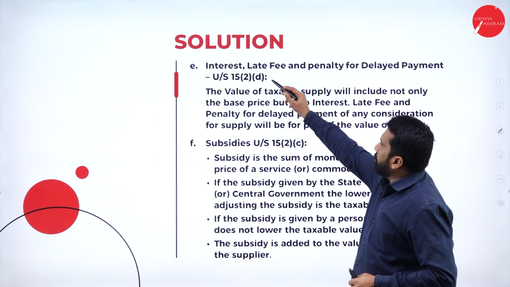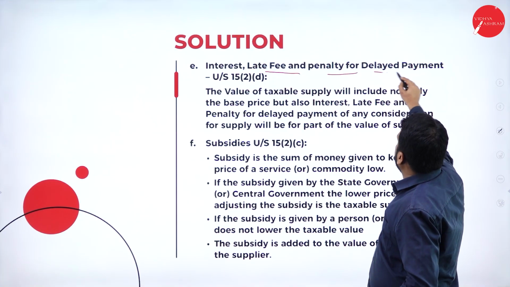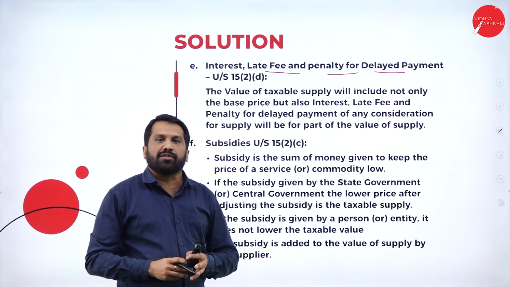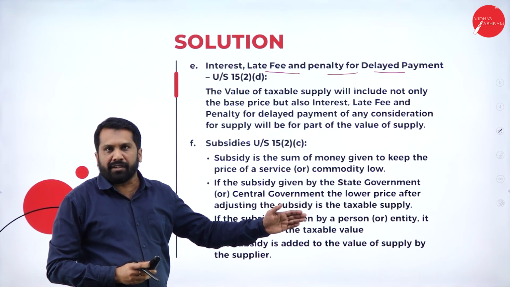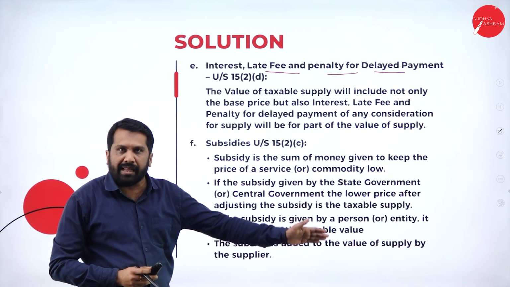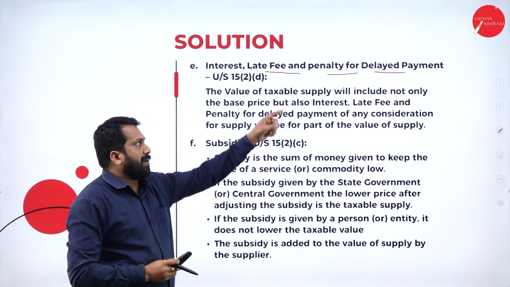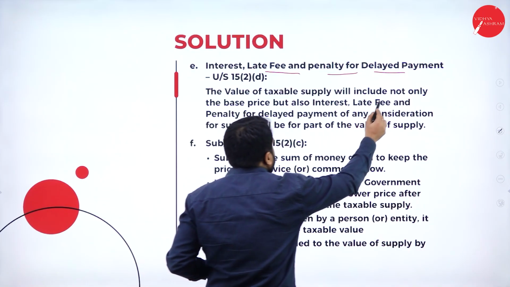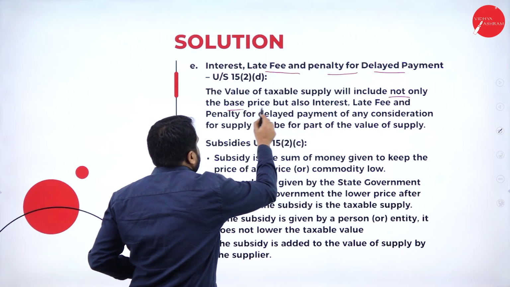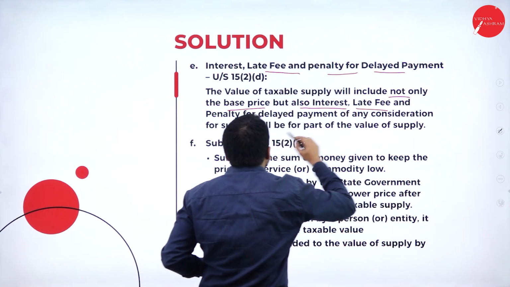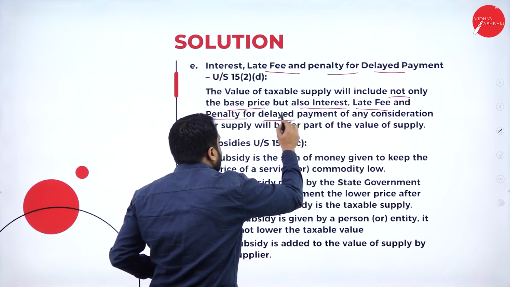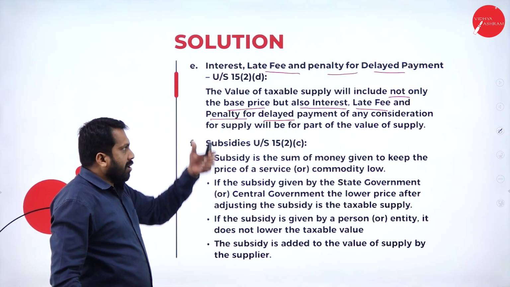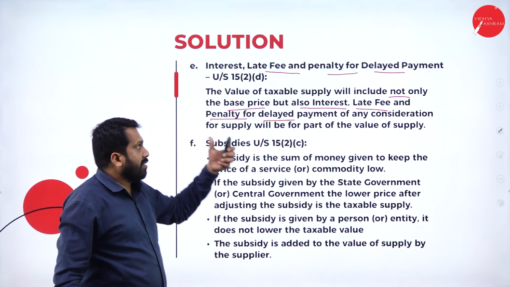Now, interest, late fee and penalty for delayed payment. For example, you are supposed to make payment by January 1st, and you made a 10-day delay. For that, they will charge a penalty or delayed charges. The value of taxable supply will include not only the base price but also interest, late fee and penalty for delay. In case of penalty for delay, interest, all these things will be added to this.